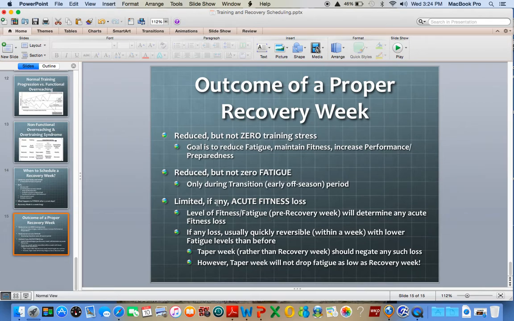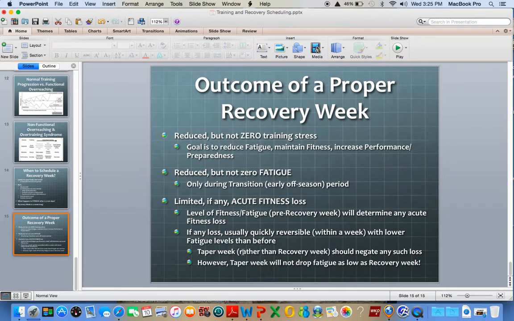So what's the outcome of a proper recovery week? Limited, if any, acute fitness loss. The level of fitness and fatigue pre-recovery week will determine any acute fitness loss. All right, so sometimes you will lose a little bit of fitness, but you can get that back relatively quickly. So if your training block, let's say, is 3 to 6 weeks, you should be able to get that back within a half week to a week, right? If it's planned out correctly. So if any loss, it's quickly reversible within a week with lower fatigue levels than before. And that's what allows you to continue to train and do another block without getting fatigued.